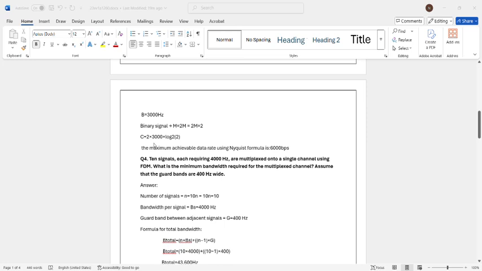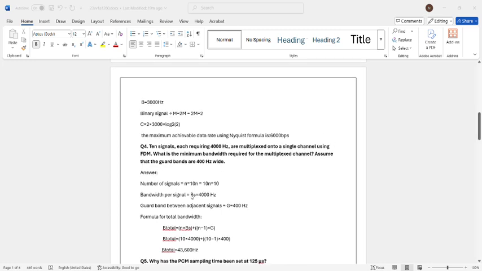Let's move to question 4. 10 signals each requiring 4000 Hz are multiplexed onto a single channel using a frequency division multiplexer. What is the minimum bandwidth required for the multiplexed channel? Assume that the guard bands are 4000 Hz wide.